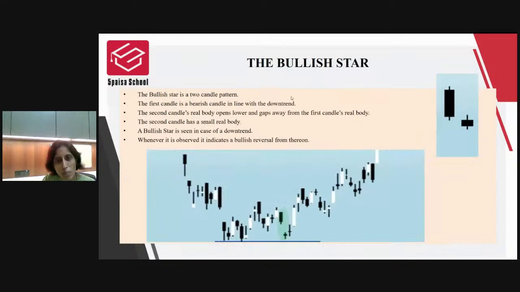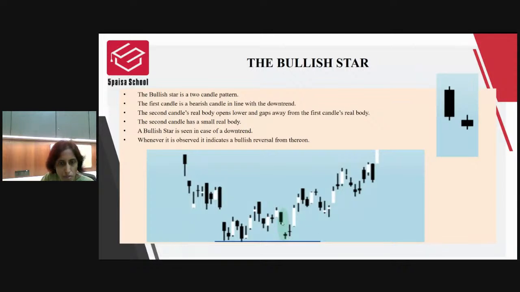Coming to another chart pattern, which is the bullish star. Again there are two candles to be observed. The bullish star is a two candle pattern. The first candle is a bearish candle in line with the downtrend, as you can see over here. The second candle's real body opens lower and gaps away from the first candle's real body. Here also, look at the gap.